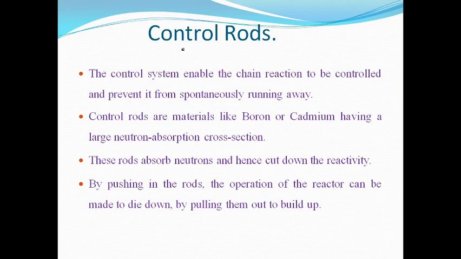Then moving on, the third part is the control rod. Now, the control system, the control rod, enables the chain reaction to be controlled and prevents it from spontaneously running away. Because we know the chain reaction can often get into an uncontrolled fashion.